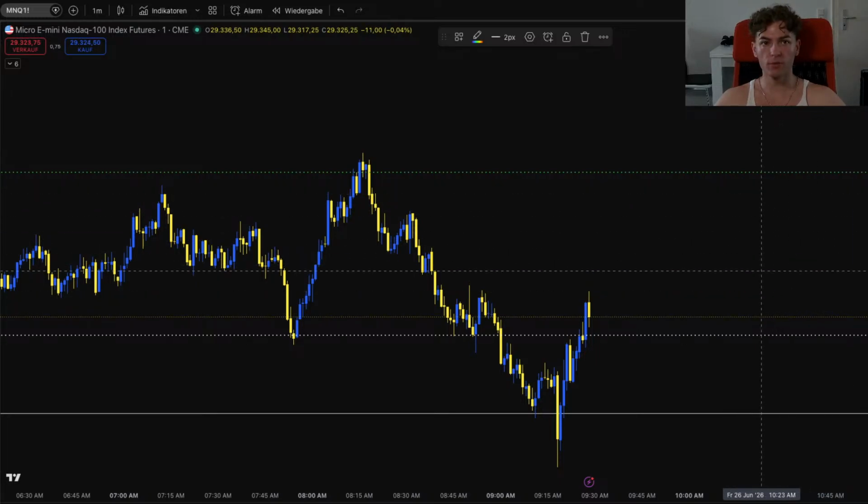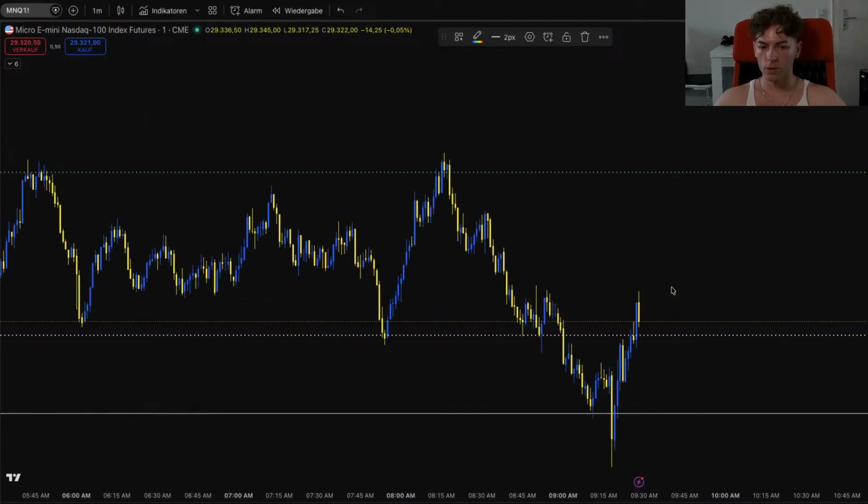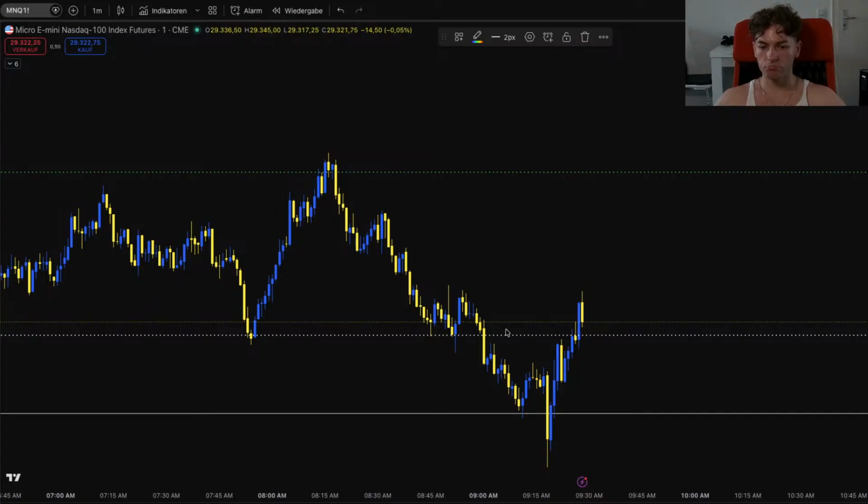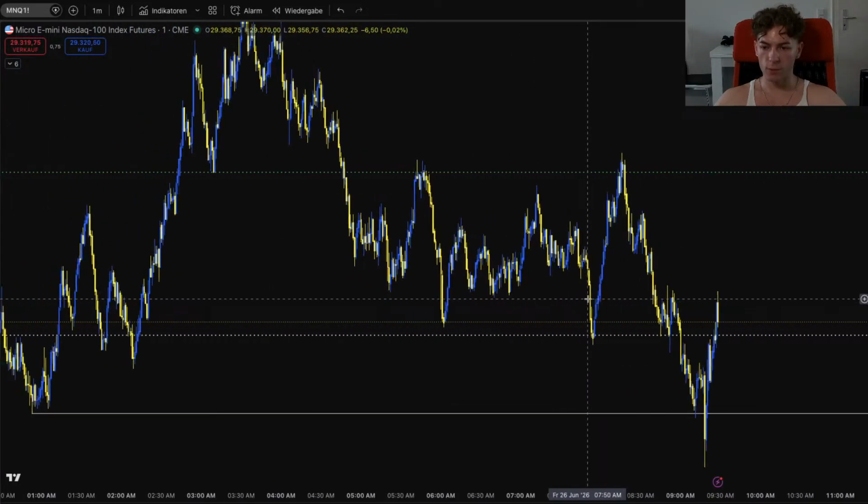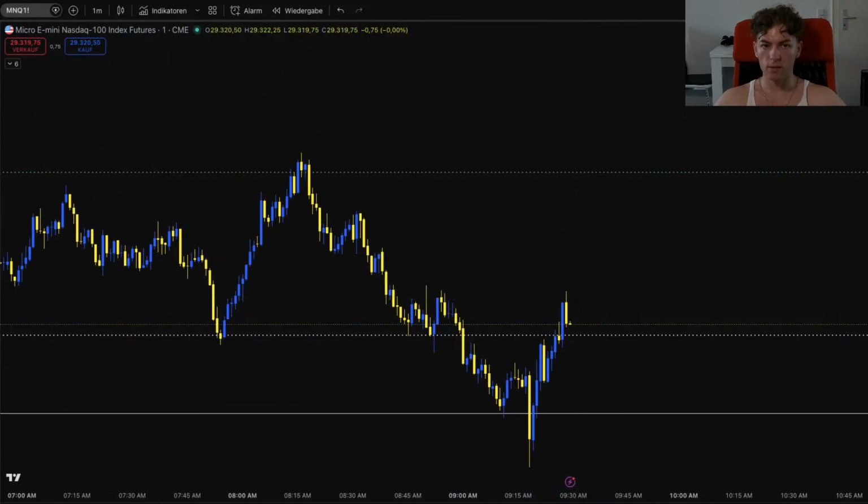PA good? Yeah, so far it's not good. It's not bad. It's okay. Seems like we have low resistance liquidity runs, but the 9:30 opening has not formed yet. In a minute we will have the 9:30 opening bell, so we'll see how the price action is in a minute.